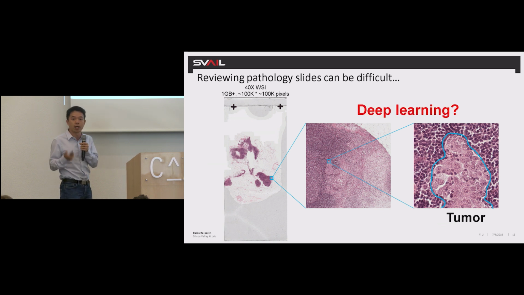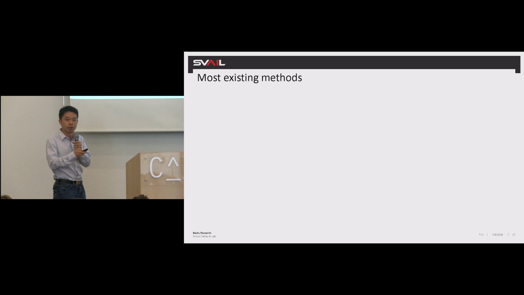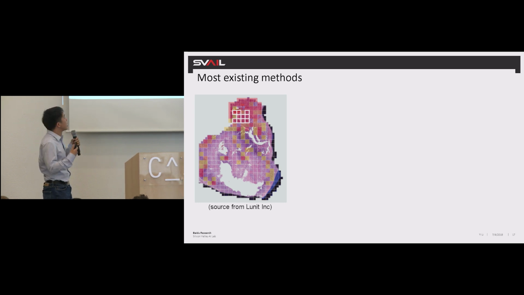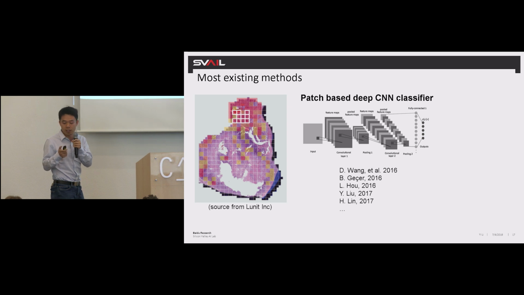So a natural question arises from this: can we use a computational algorithm, or even just a deep learning algorithm, to help ease this process? The short answer to this question is yes. Lots of methods have been proposed to tackle this problem using deep learning algorithms, and most of them use what I call patch-based classification. What they do is split these giant pathology slides into lots of image patches like here, typically 256 by 256 pixels.